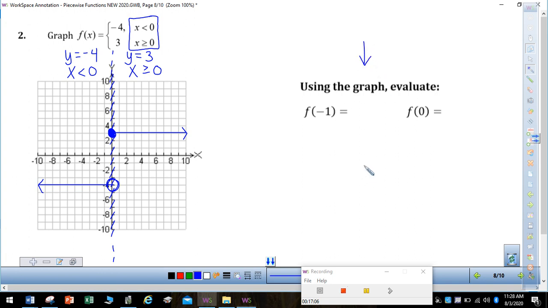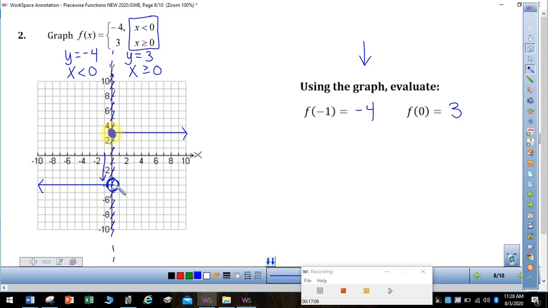And right over here, we have a similar question that we answered the last time. So f of -1 is asking what's the y value when x is -1. If we find that, when x is -1, the y value is -4. And then when x is equal to 0, we are going to choose the y value that has the closed circle. So the y value is 3.